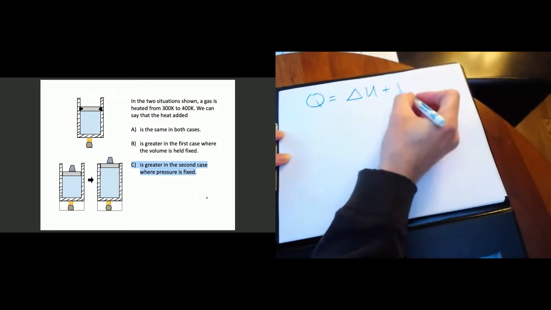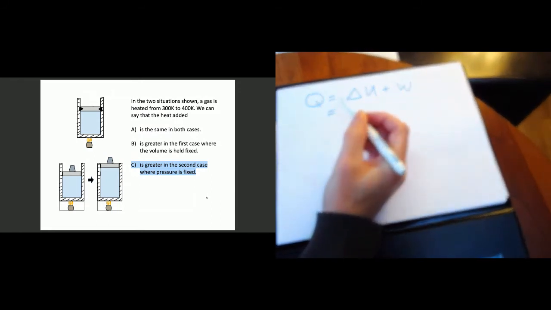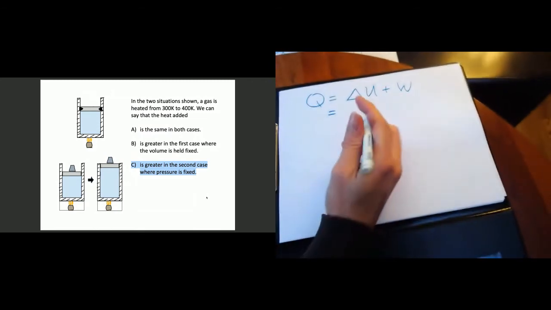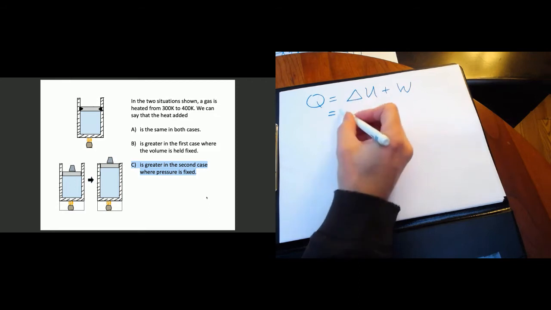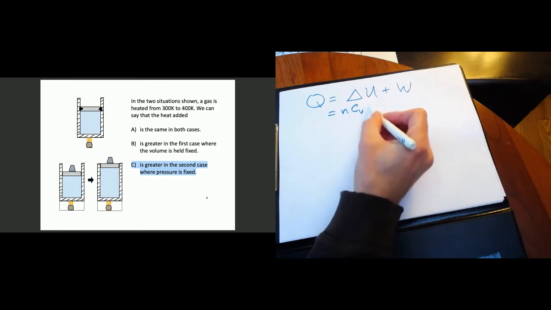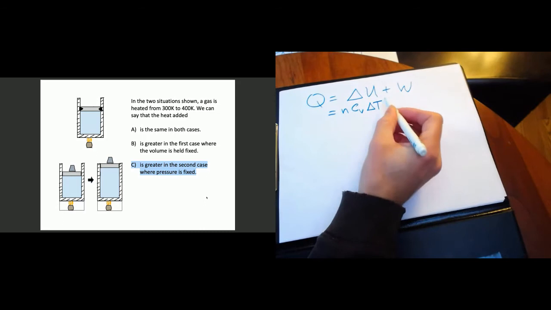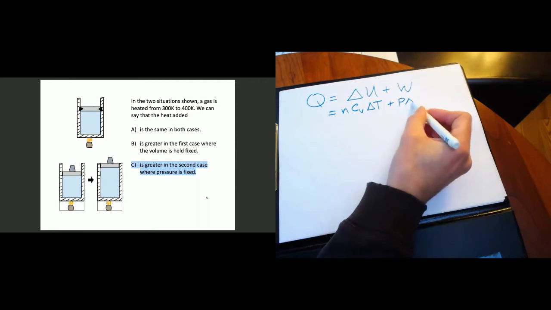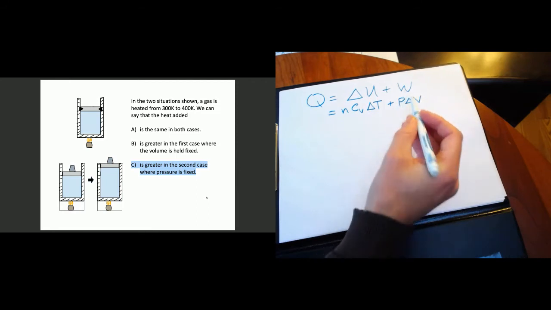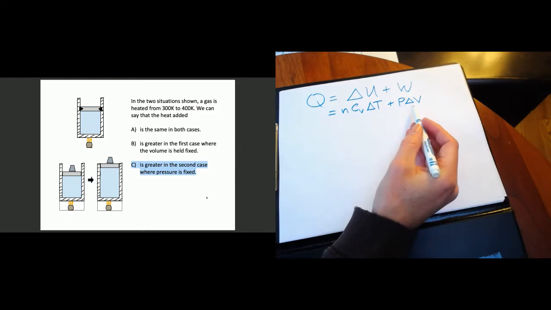to figure out specifically what is the ratio between how much heat we need in the constant volume case and how much heat we need in the constant pressure case. So we'll start with our first law and write that the change in U is NCV delta T. And now, because it's constant pressure, we can say that the work is just P delta V. So that's the case. Constant pressure is the case where we can use this simple formula.